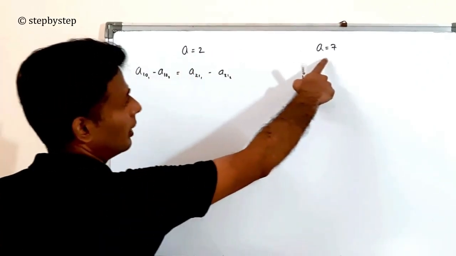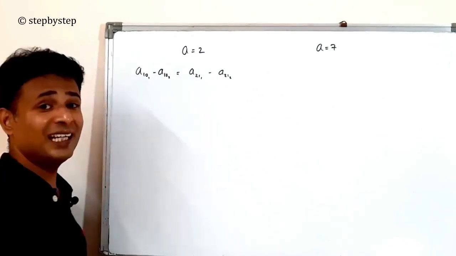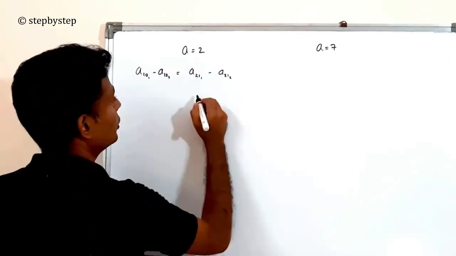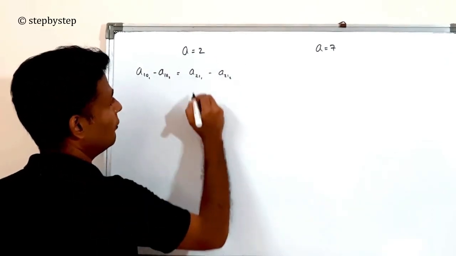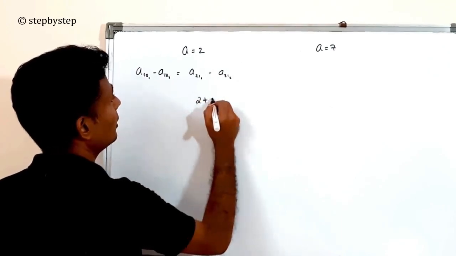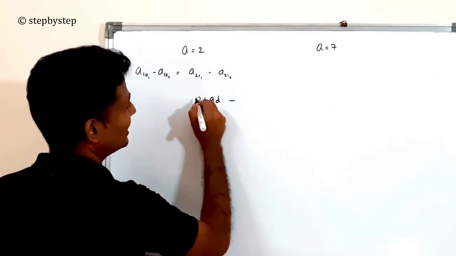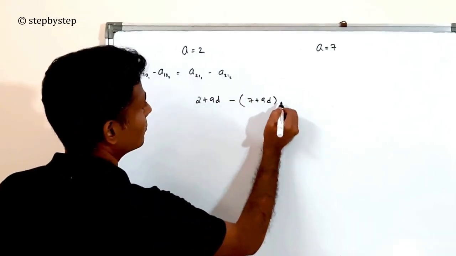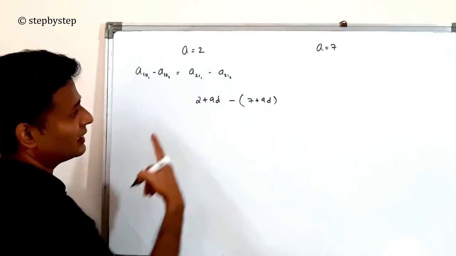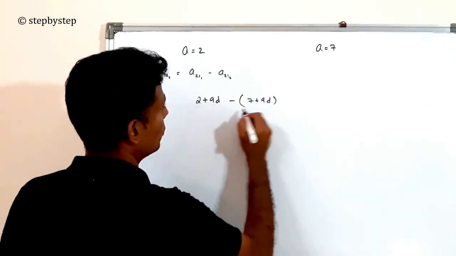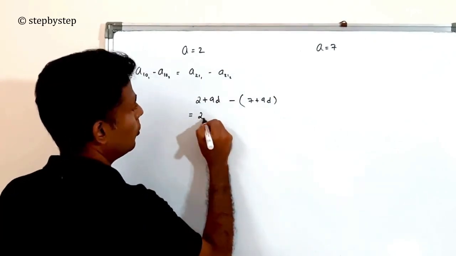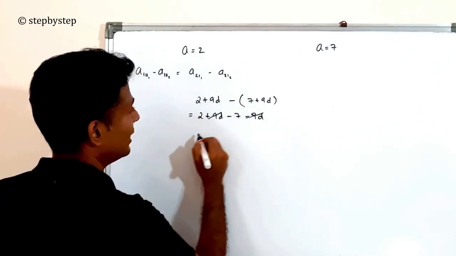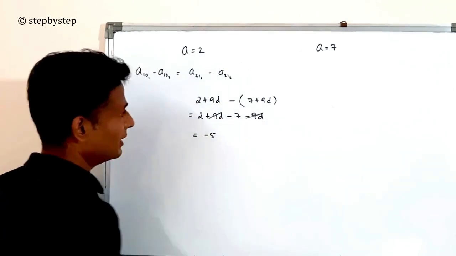Now in both APs, the value of a is different but the value of d is the same. So first we will check for a10 of the first AP minus a10 of the second AP. So a10 of the first AP will be 2 plus 10 minus 1, 9d, and of the second AP will be, I put brackets, 7 plus 9d. See, the d value is the same, so I don't have to write it as d1 and d2. So this is equal to 2 plus 9d minus 7 minus 9d. The 9d minus 9d cancels. So 2 minus 7 is minus 5.